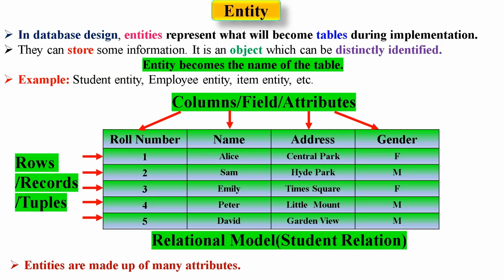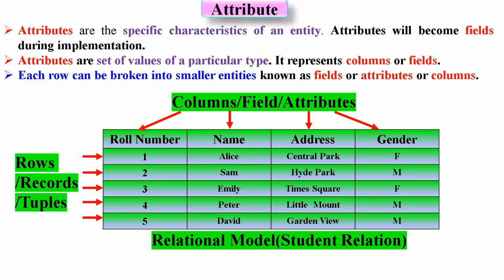So what's an attribute? Attributes are the specific characteristics of an entity. Attributes will become fields during implementation. Now, look at the student table or relation. It consists of 4 fields or attributes, that is roll number, name, address, and gender. Attributes are set of values of a particular type. It represents columns or fields. Each row can be broken into smaller entities known as fields or attributes or columns.